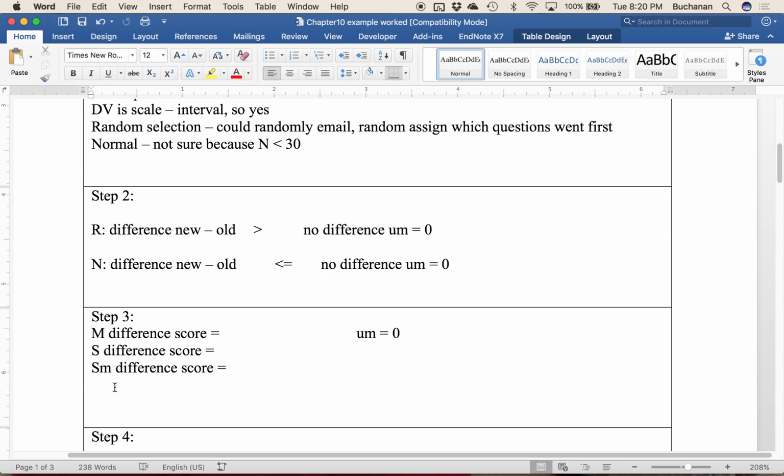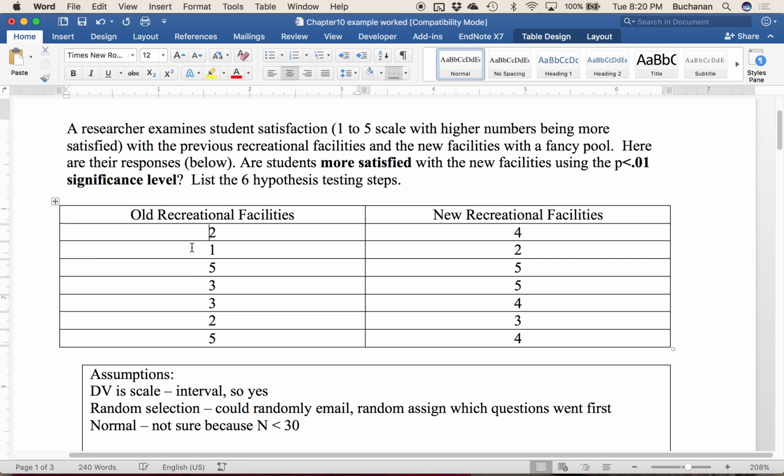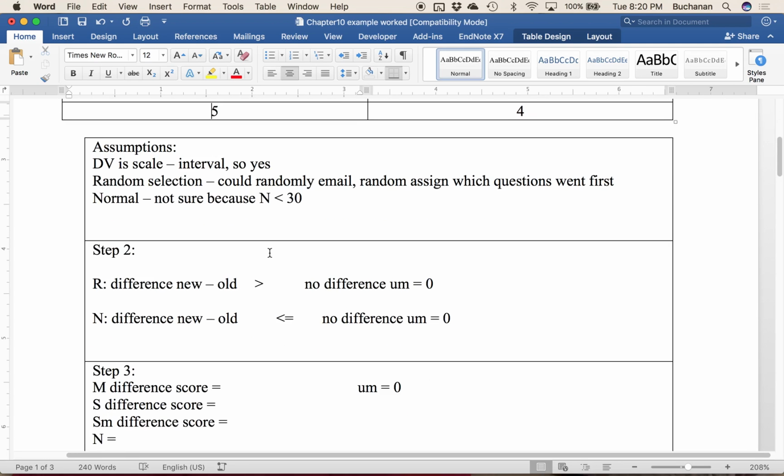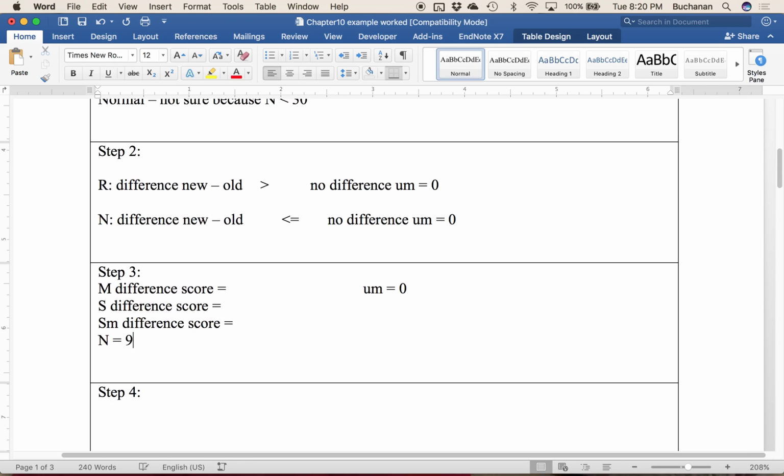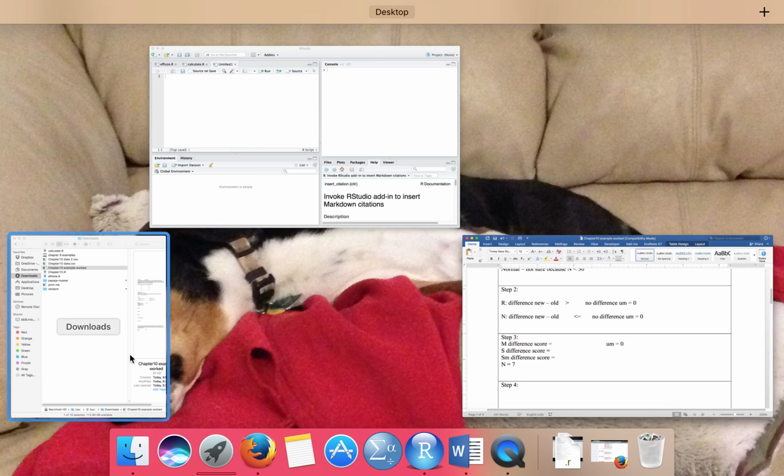And I think that's it. We also have n. So n being the number of pairs and not the number of physical scores. So I know I have 1, 2, 3, 4, 5, 6, 7 participants and 14 scores, but it's still only 7 participants. Okay. So let's go over to RStudio.